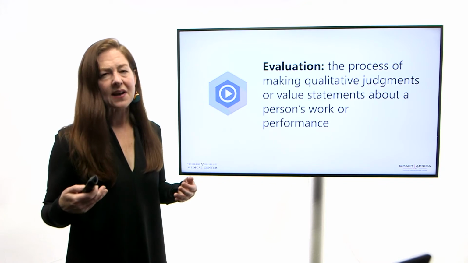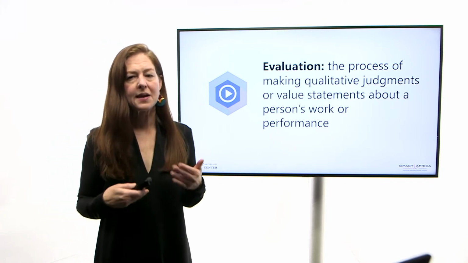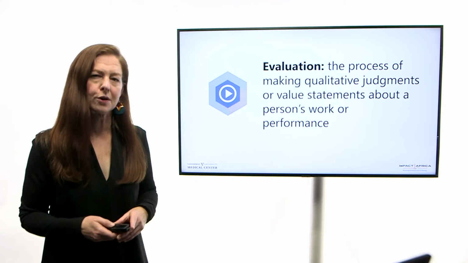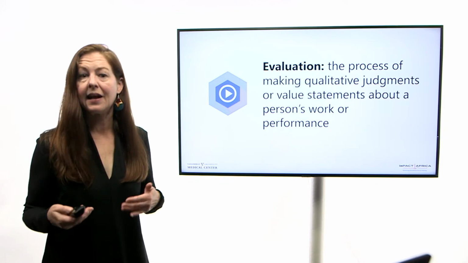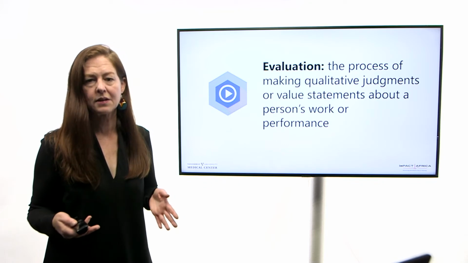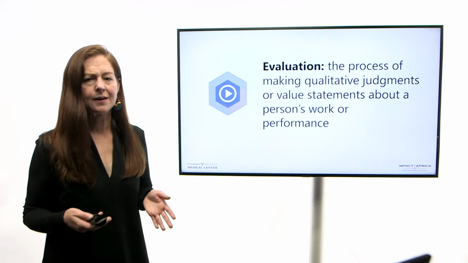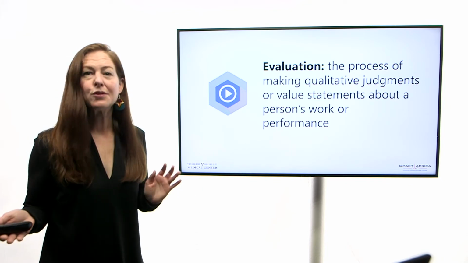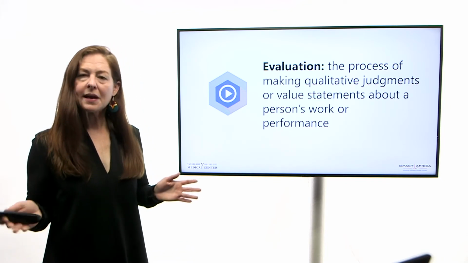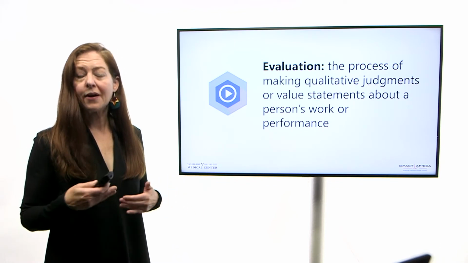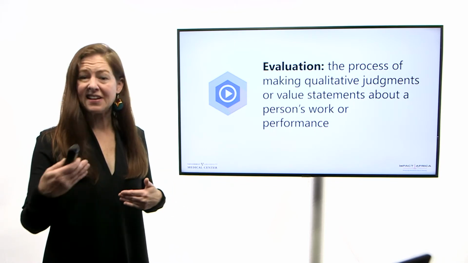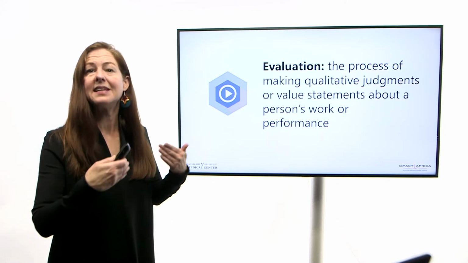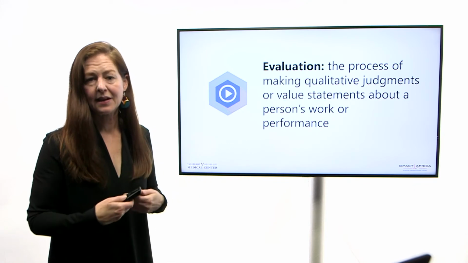Lastly, when we think about evaluation, this is the process of making qualitative judgments or value statements about a person's work or performance. That's again in comparison to a standard, an expectation, recording it in some permanent record. So when you deem a student excellent, for example, you're making a final judgment on their ability as having done something in comparison to a standard. So they've exceeded a standard if they're excellent.